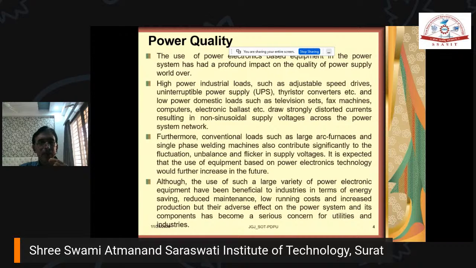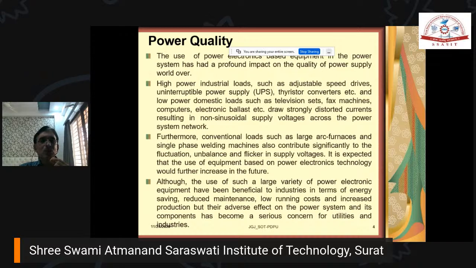It is expected that the use of equipment based on power electronic technology will further increase in the future. Although the use of power electronic based equipment has been beneficial to industries in the form of energy saving and reduced maintenance, low running cost and increased production, their adverse effect on the power system and its components has become a serious concern for the utilities and the industry.